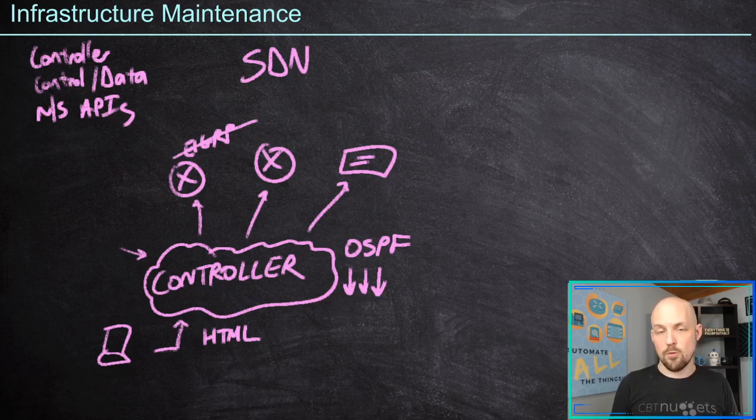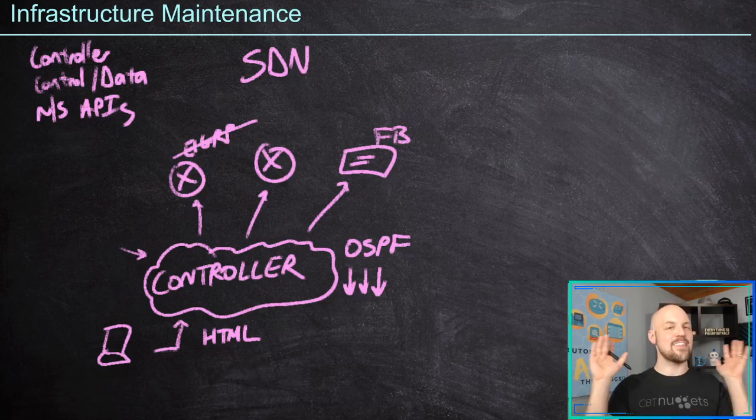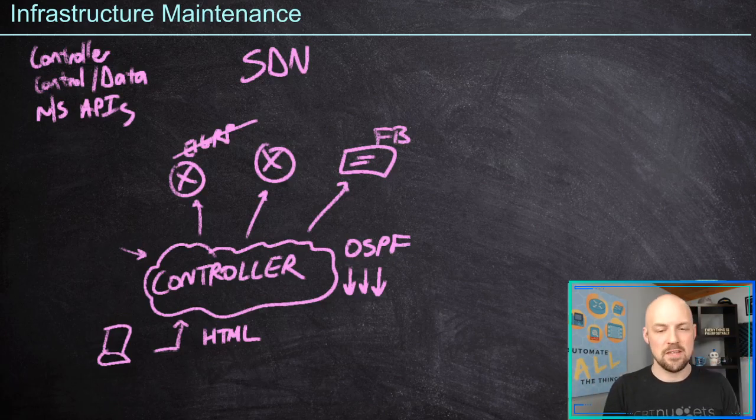Because now I can just go buy a white box switch from Facebook, which I can do. I can go buy a switch from Facebook. I've got to put my own software on it, so I wouldn't recommend going out and doing that. But hey, if this controller is the software and this is a Facebook white box switch, then I'm good. It'll push some open source software out there, and I'll be swimming in free, cheap, easy networking, right? That was the goal of SDN. Or that was the dream.